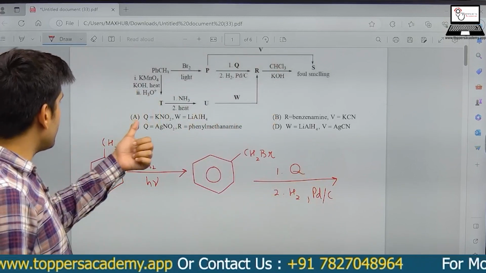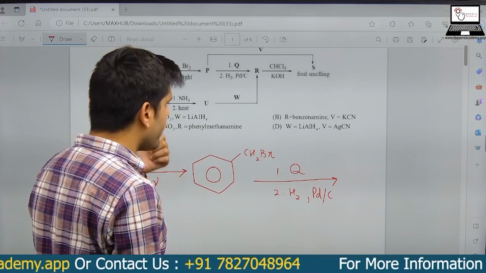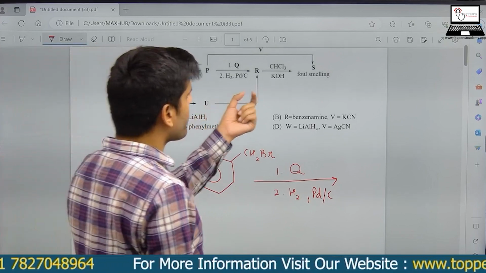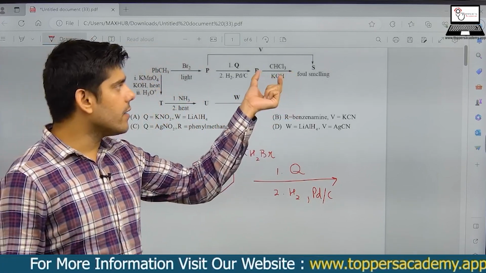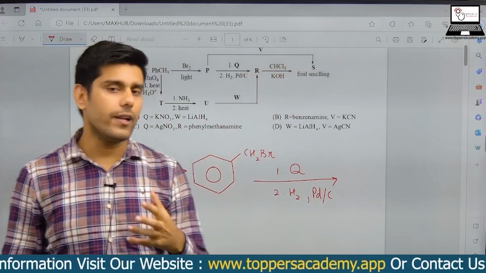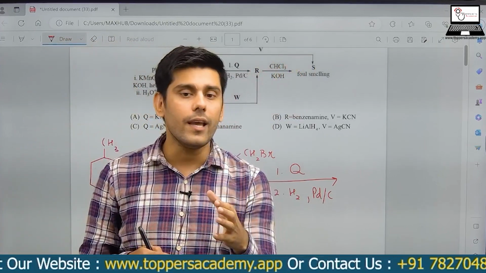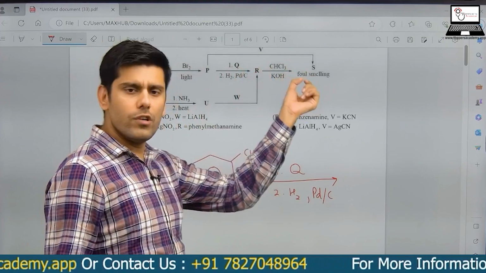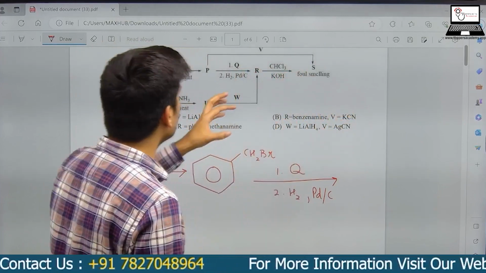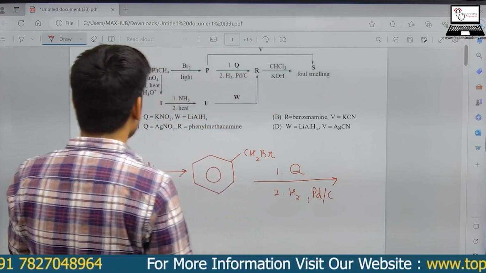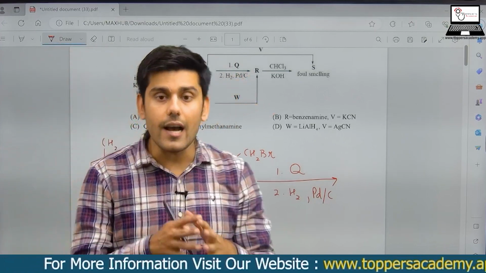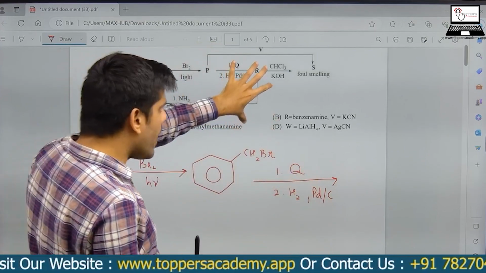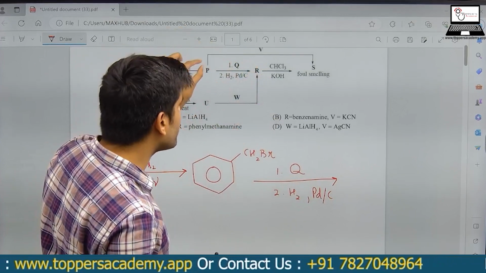So Q is KNO2 if we go with the A option, and if we see the C option, it is AgNO2. So look here, we know that this is our carbylamine reaction, and we know carbylamine reaction is a characteristic reaction of primary amines, right? So obviously we need an amine over here so that the foul-smelling isocyanide is formed. If we want an amine over here, and this is reduction, we know that we get primary amines via the reduction of nitro compounds. So we need a nitro compound after the reaction of P with Q.